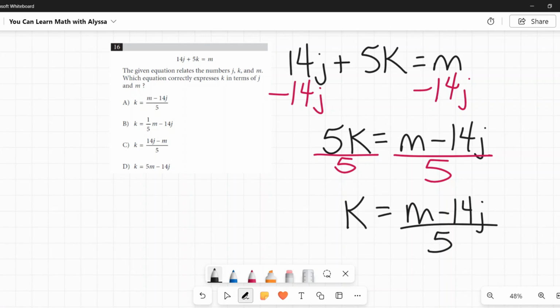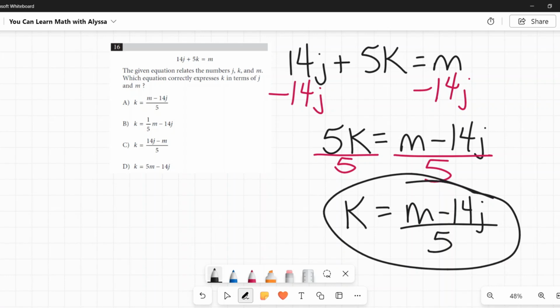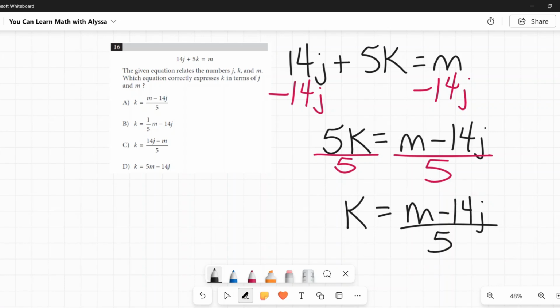And sometimes you'll be doing these problems and you'll get to a point that is a correct answer, and then you look at the options and it doesn't match exactly. That means you have to do some additional math to transform this into one of those answers. But fortunately for you and for me, this is not one of those times. And there it is, exactly as we have it. K equals m minus 14j over 5. A is my answer.